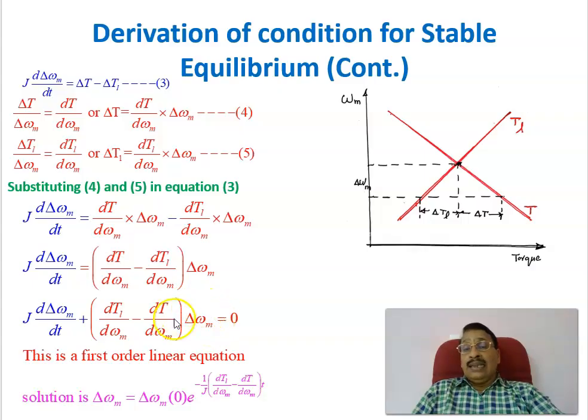We have to find the solution for this delta omega m, and that delta omega m is equal to delta omega m naught, that is the initial value of delta omega m, into e to the power of minus 1 by J into (dTL by d omega m minus dT by d omega m) into t. Therefore, this is the solution of this first order differential equation for the variable, the change in speed, delta omega m. This is the equation for delta omega m.